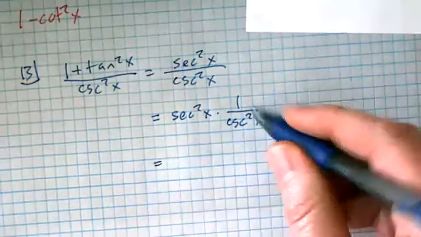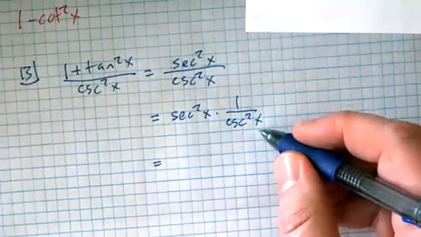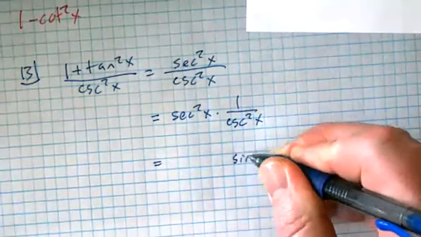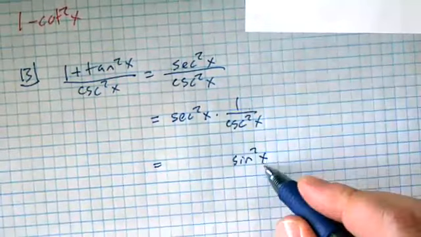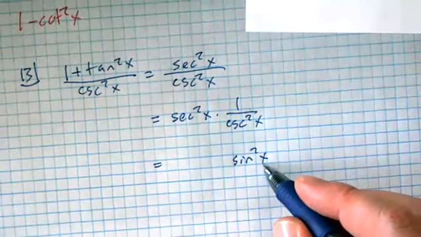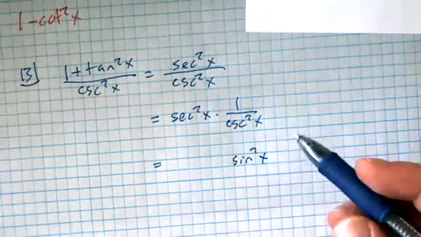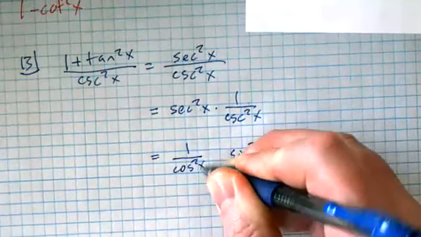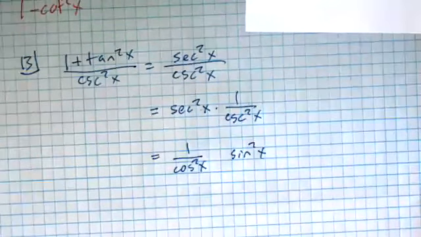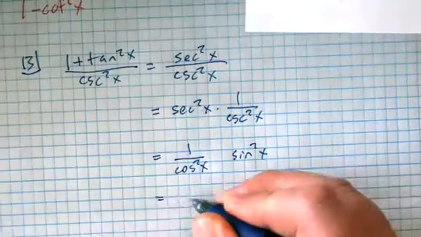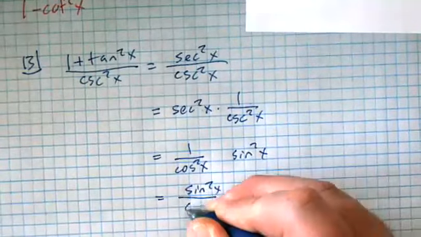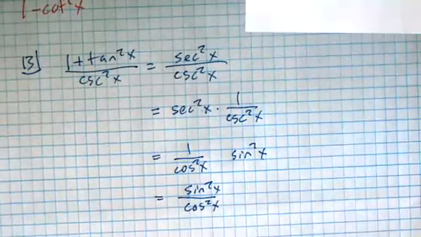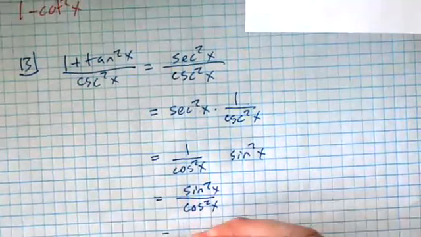Because what is 1 over cosecant squared? That's sine squared, isn't it? So I've got secant squared x times sine squared x. I'm actually thinking about turning secant squared x into 1 over cosine squared x. We're just applying two different reciprocal identities here. Now, if I stick them back into a single fraction, we get sine squared x over cosine squared x, which is tangent squared x.